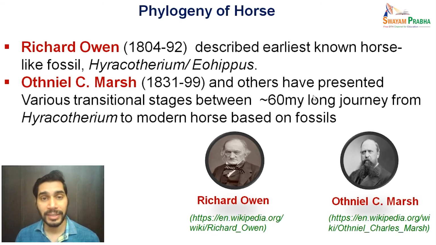And this history is of around 60 million years. The first horse fossil which we found has been predicted to be around 60 million years old. How the horse evolved from this 60-million-year-old fossil, Hyracotherium, to the modern form, Equus, through various transitional stages has been presented by Othniel C. Marsh. That is why we are considering these two people here.